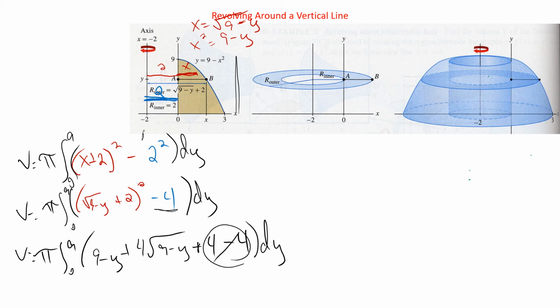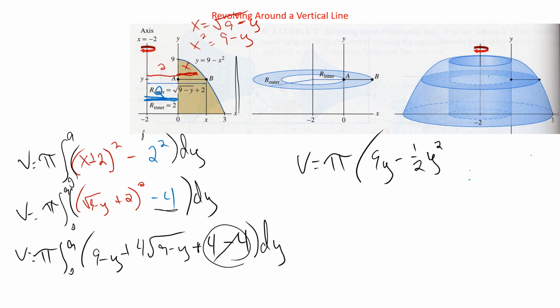Now we can do the antiderivative. Volume equals pi times the antiderivative of 9, which is going to be 9y minus 1/2 y squared, plus that one we're going to need some u substitution. So I'm going to come up top here.